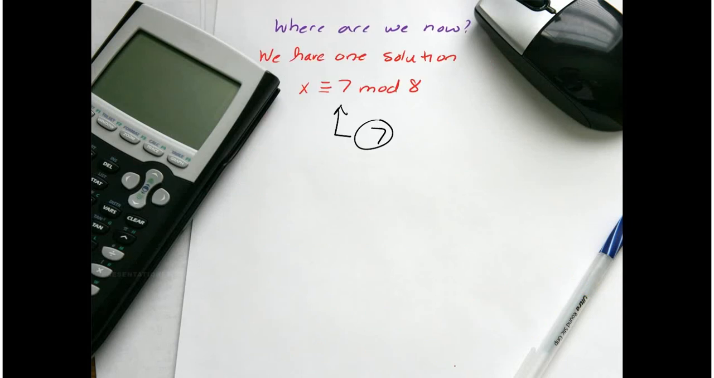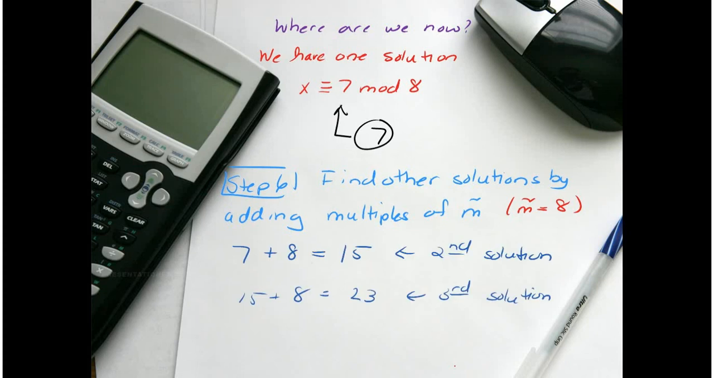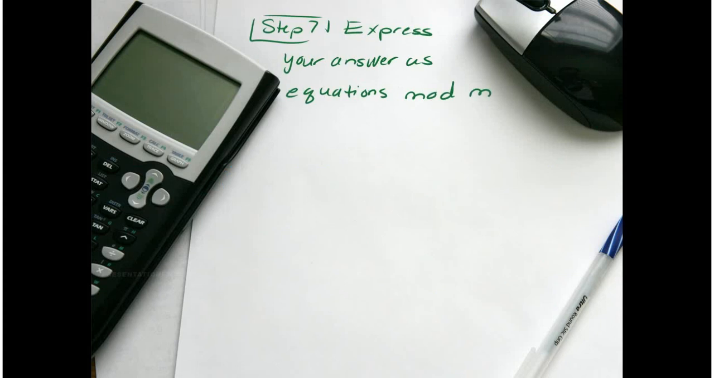So where are we now? We have one solution. That 7 that I found is actually one of the solutions, and that's all I need. Remember, that was the goal, to find one. I can find the other solutions by adding multiples of m tilde, and in this case, m tilde was 8. So my second solution is found by taking 7 plus 8, which gives me 15. I'm going to express it correctly in the next step. Then I take 15 and add 8 more to it, which gives me 23. Notice if I take 23 and add 8 to it, I get something over 24, which is over the range of where I'm supposed to find solutions.